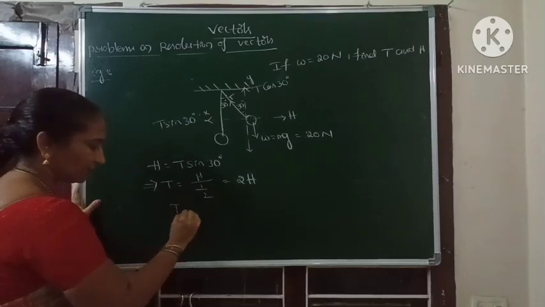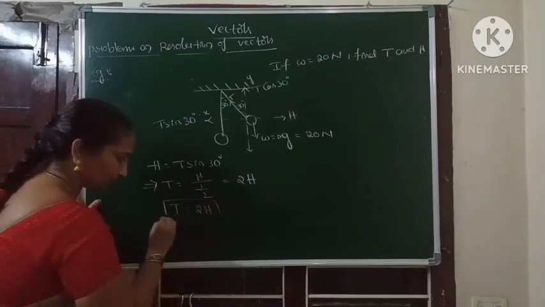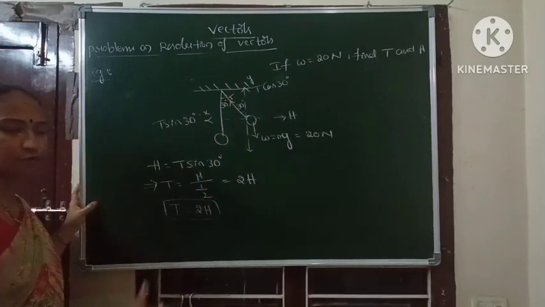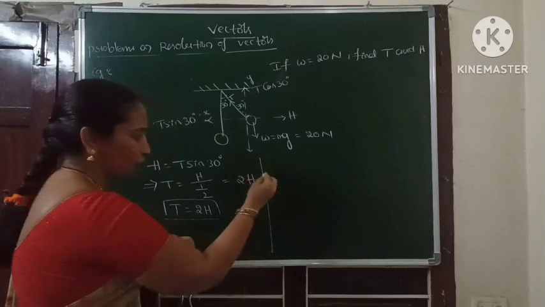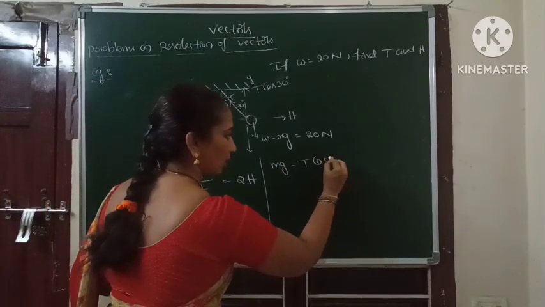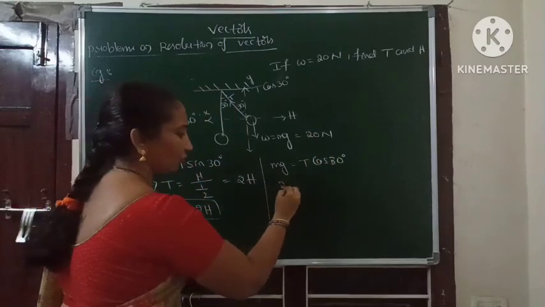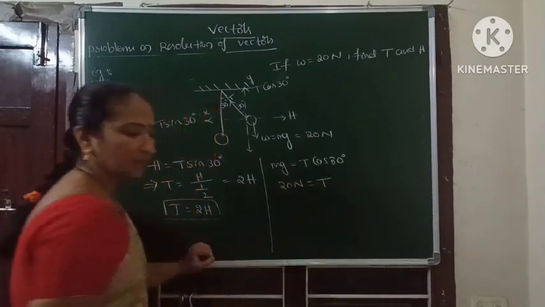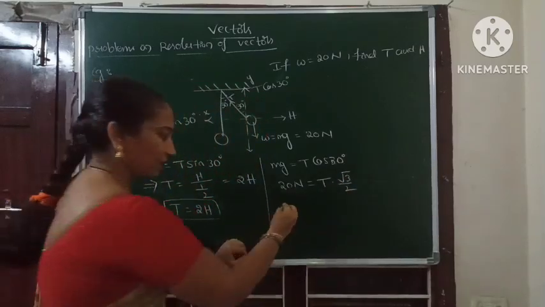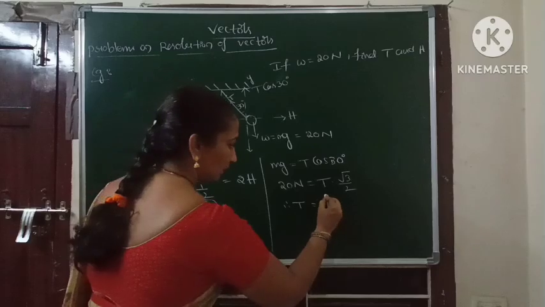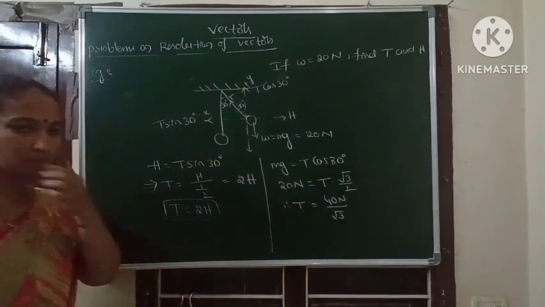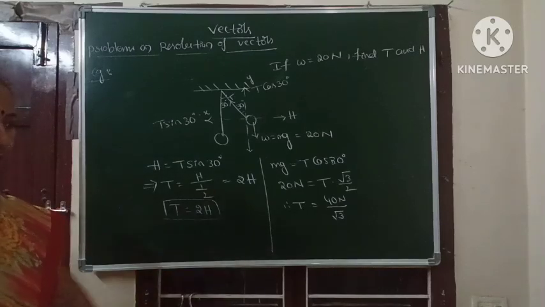T is equal to 2H is a condition, a small condition. And one more: balancing the vertical forces, mg is equal to T cos theta, that means T cos 30 degrees. For mg they gave 20 newtons. So 20 newtons is equal to T into cos 30, whose value is root 3 by 2. From this, the tension force T is equal to 40 by root 3 newtons.